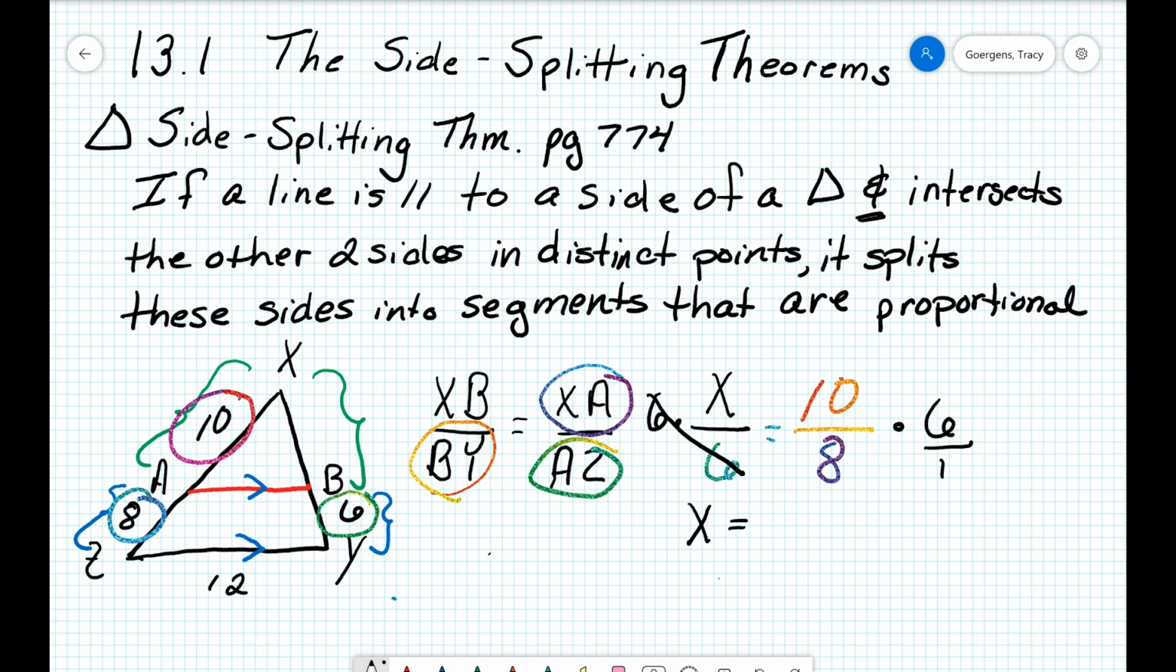10 times 6 is 60. 8 times 1 is 8. And then I can simplify that down. Let me grab a calculator. I can simplify that down: 60 divided by 8.